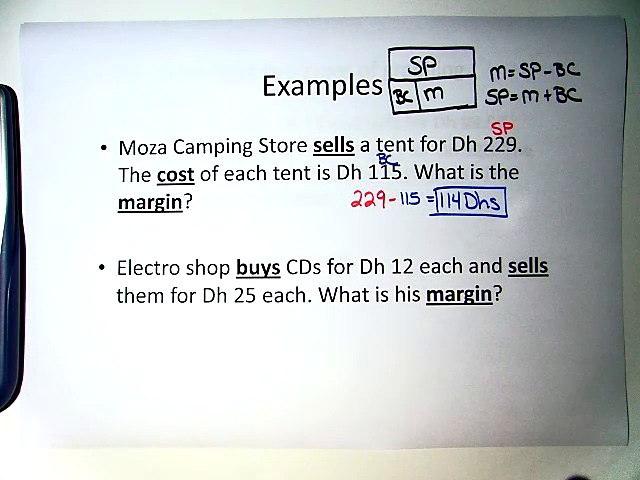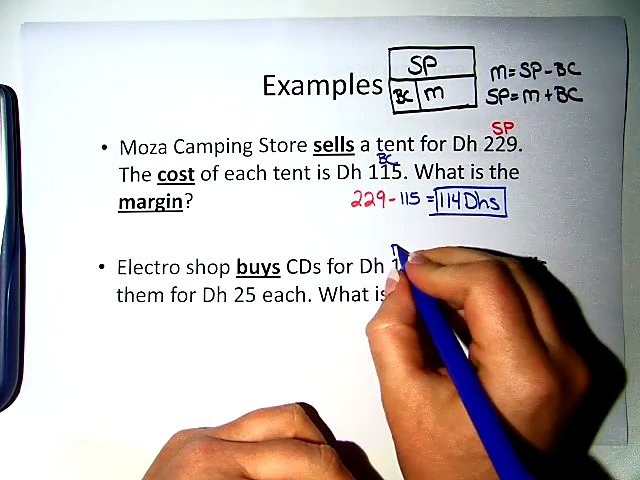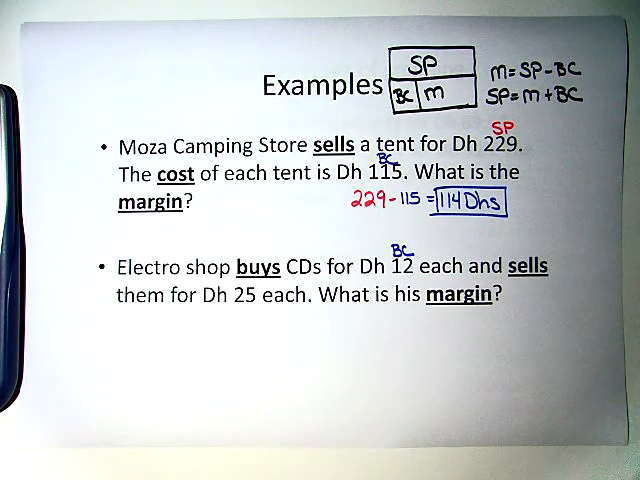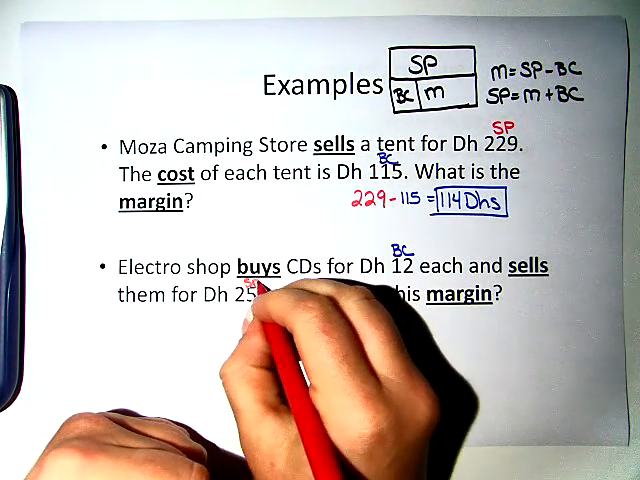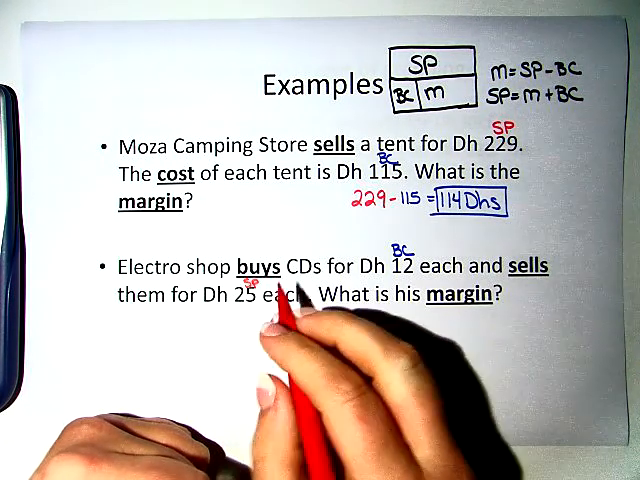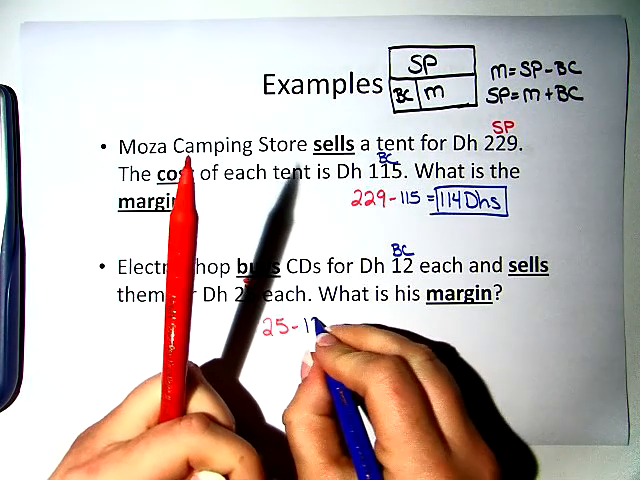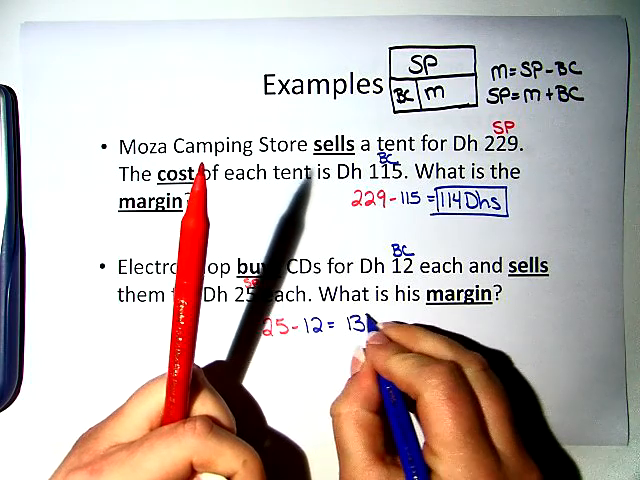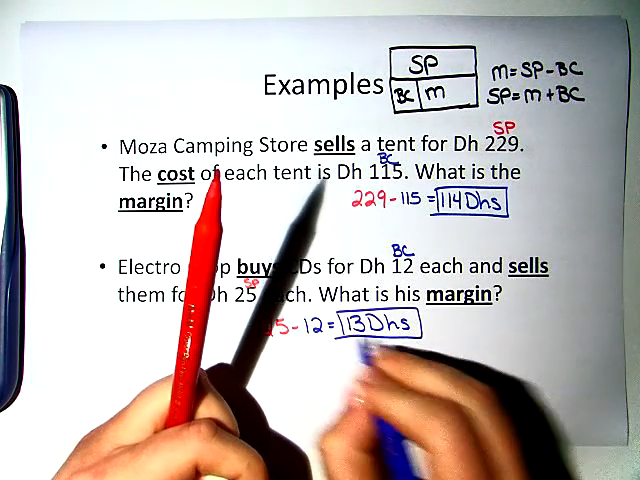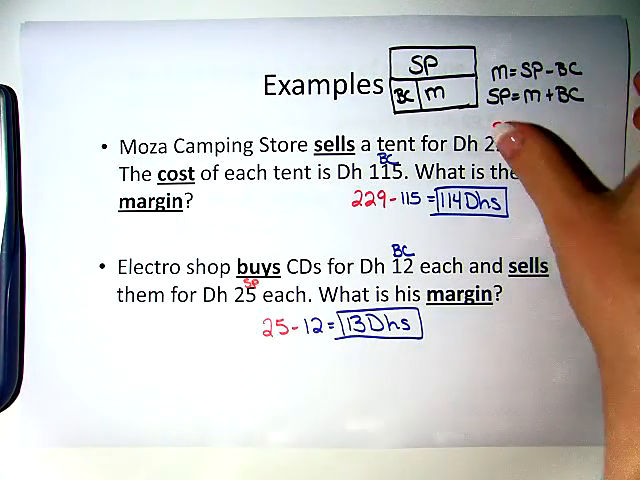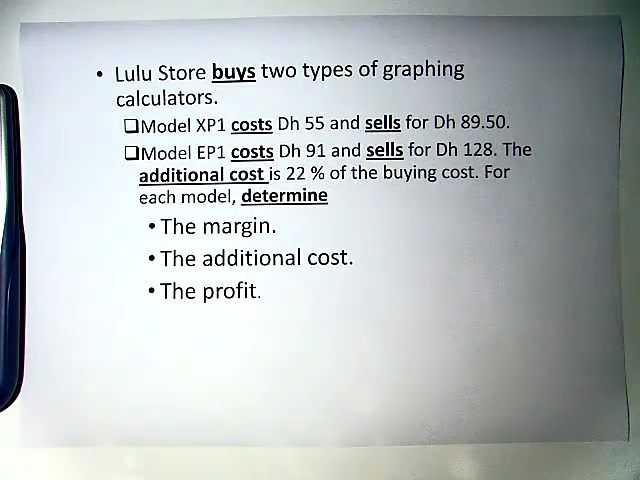Okay, second one, just the same as the first. Electroshop buys CDs for 12 dirhams. Okay, so this is my buying cost. And sells them for 25. So this is my selling price. What is the margin? So 25 minus 12 is 13 dirhams margin. So these were both pretty easy. Let's try one that's a little more complicated.